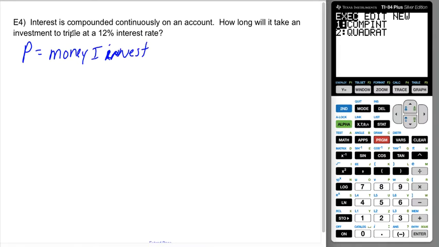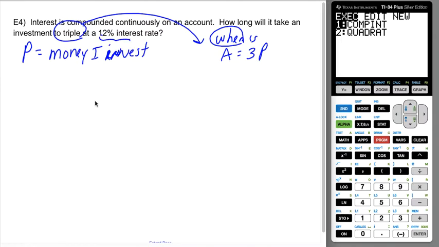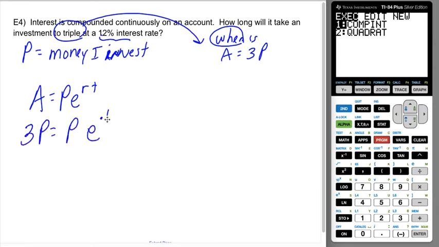When we want to know how long it will take my money to triple, what they're saying is, when is my amount equal to 3 times the amount that I invested? Since I'm being asked when, the unknown here is t, and I'm told that the interest rate is 12%. So here's what I know. A equals P e to the rt. I know that my A is supposed to be triple my starting amount, and that r is 0.12, and I don't know time. Since I was asked when, time is the thing that I'm going to have to find.